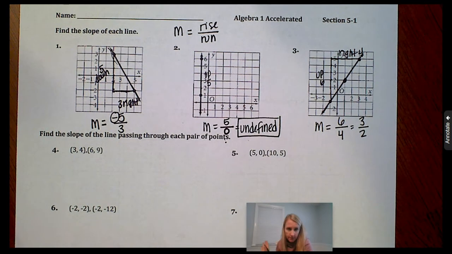Okay, perfect. Thank you for asking questions. Any other questions? Oh, like a horizontal line? Vertical, okay, yep.